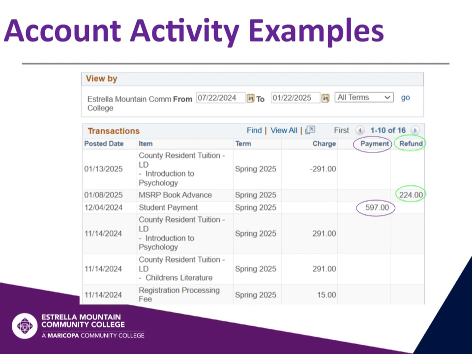The dates are on the far left in chronological order. The charges to the account are in the middle right column. The payment is shown in the center right column. And the refund is shown in the far right column.